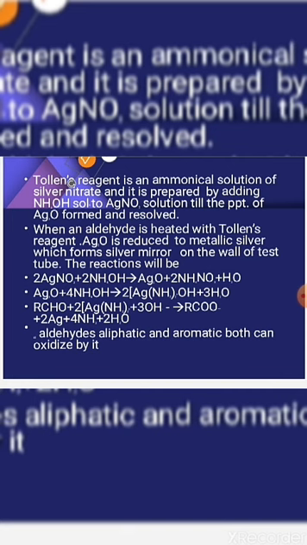When silver oxide is reduced, a metallic shining layer will be deposited on the wall of the test tube, forming a silver mirror. That's why this test is famous as the silver mirror test. This test can be given by aliphatic aldehyde as well as by aromatic aldehyde. Reactions are given below. Silver nitrate plus ammonium hydroxide forms silver oxide precipitate and ammonium nitrate. Silver oxide further dissolves in ammonium hydroxide and forms the complex diamminesilver hydroxide. This will be responsible for oxidation of aldehyde into carboxylate ion or carboxylic acid.